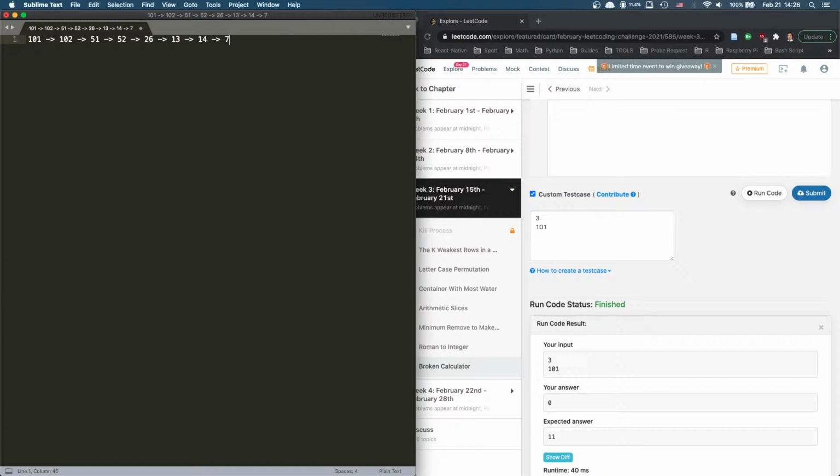And 14 leads to 7. And 7 leads to 8. 8 leads to 4. 4 leads to 2, and 2 leads to 3, right? I think that this is also 1, 2, 3, 4, 5, 6, 7, 8, 9, 10, 11.